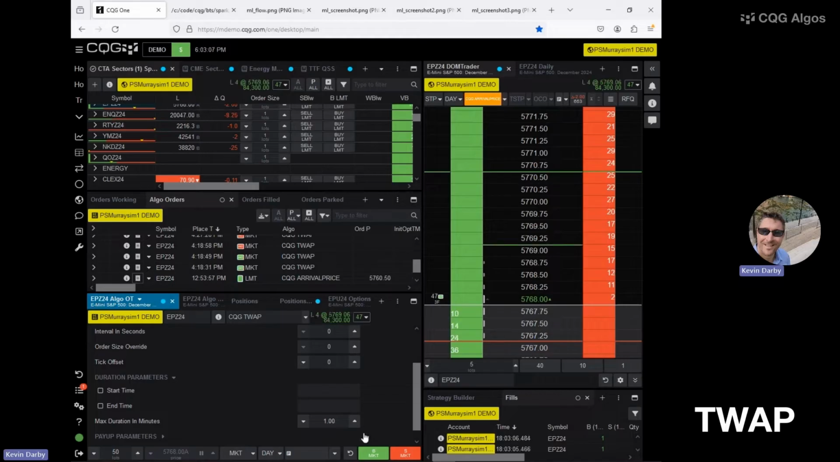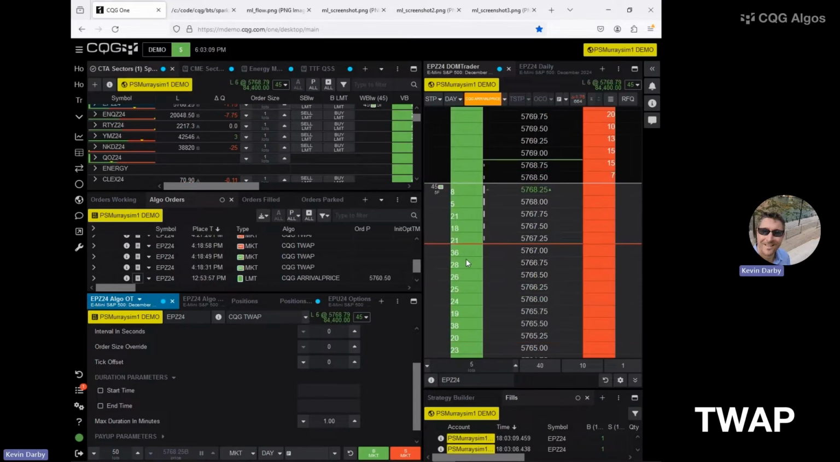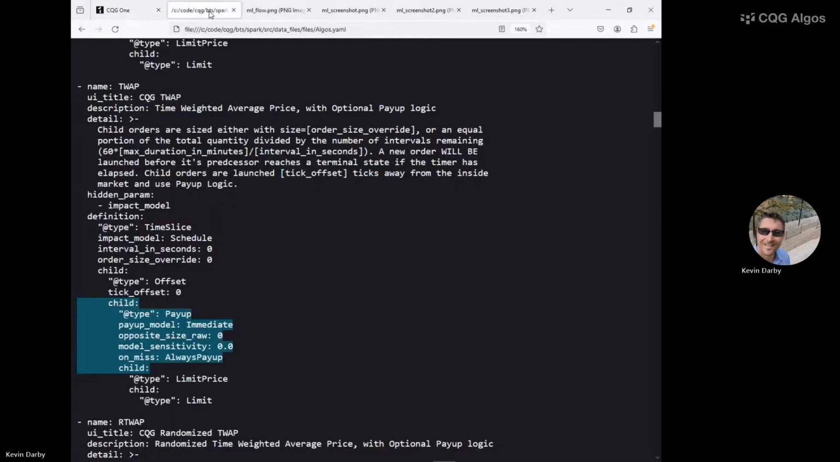For more advanced functionality, it's worth noting that all CQG algos are trees. That means that child orders of algos can also be algos. So each child of TWAP here is another algo called pay up. By default, TWAP children pay up immediately and cross the bid offer spread. But advanced users may want to try to work bids or offers if it's probable they'll get a passive fill. For this, we use pay up models.